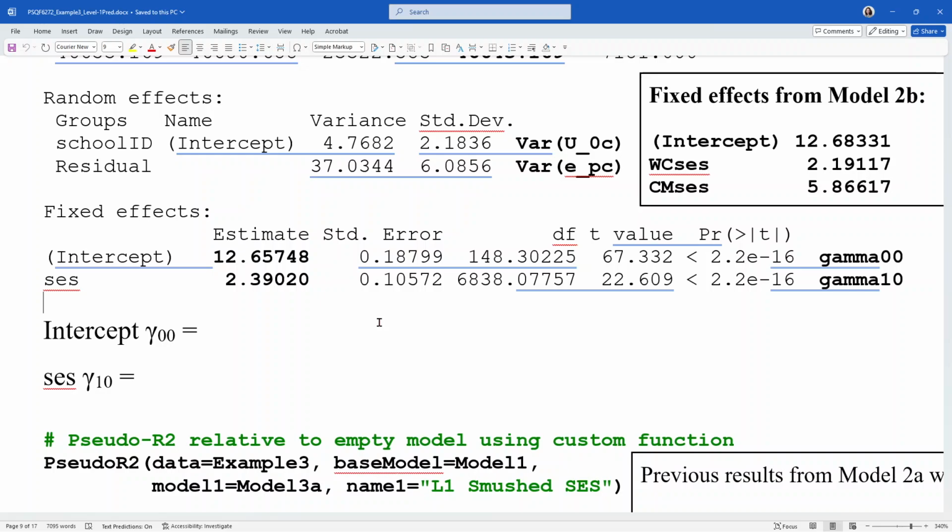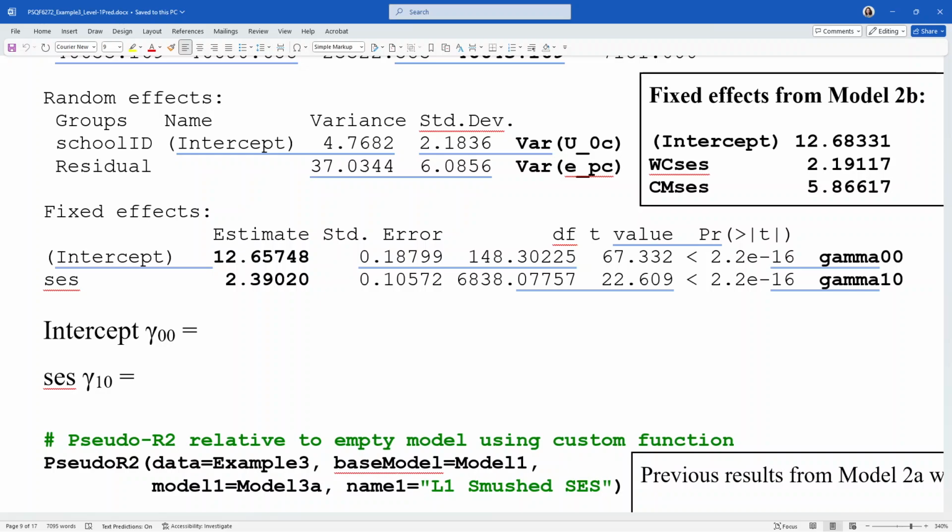What's the definition of a smushed effect? Let's go back to that. It's a weighted average, but what's the assumption that's being made? There's a level 1 predictor that has two slopes, one level 1, one level 2, and you're just considering level 1. We're saying that they're the same.